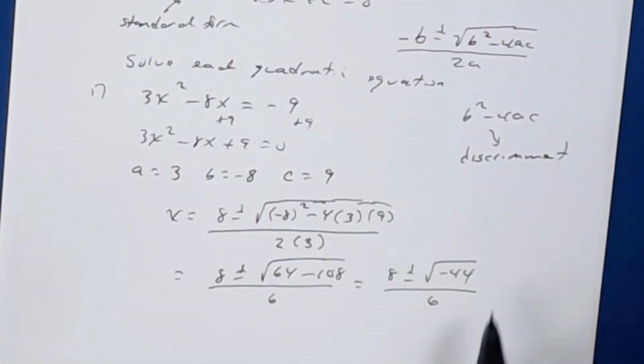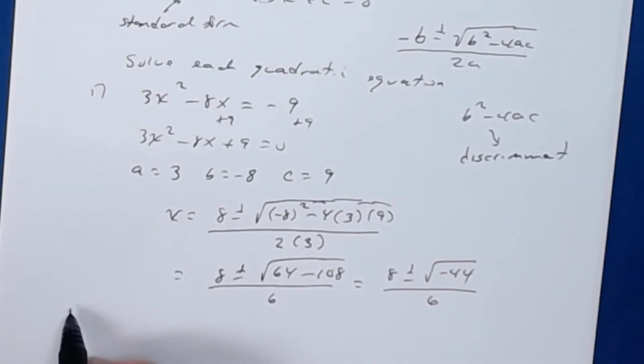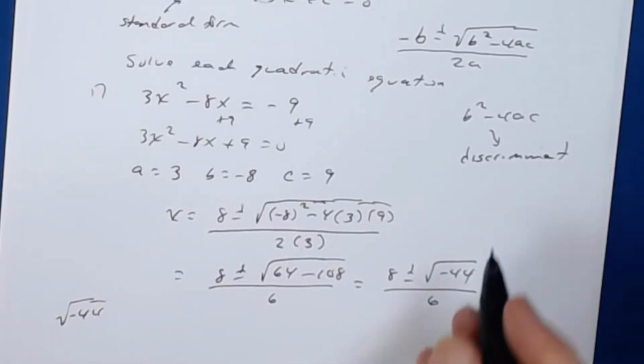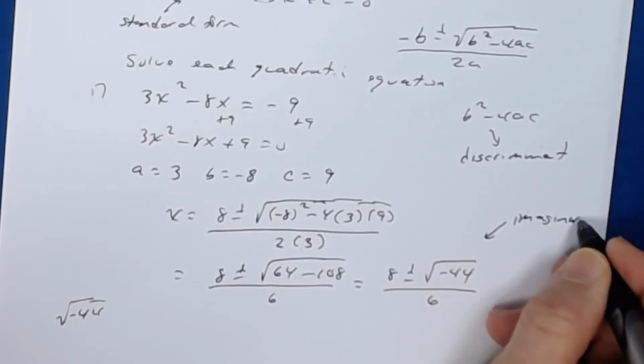Now, in previous lessons, you learned how to simplify a radical. So let's talk about the square root of a negative 44. I'm going to go off right here and do that. Now, remember, I'm taking the square root of a negative number, so that's not a real number. So those are going to be imaginary solutions.